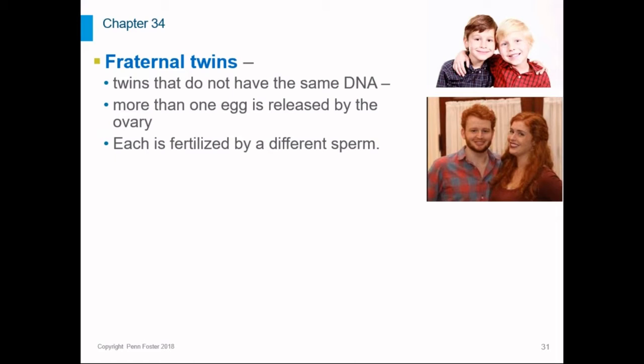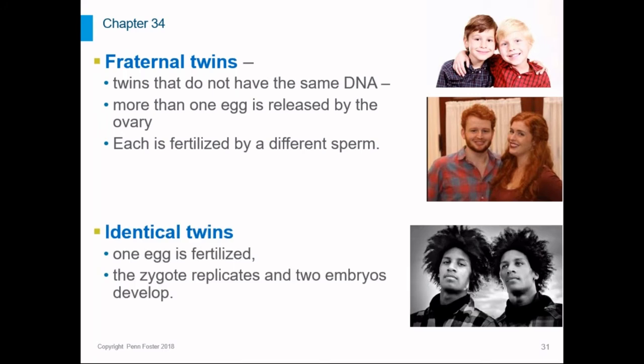So we have two examples of fraternal twins here. They can be of the same sex or even different sexes, because it doesn't really matter. You have two separate eggs and two separate sperm. Then there are identical twins. These are twins that share the exact same DNA. This happens if one egg is fertilized and then the zygote completely replicates, creating two zygotes, and two embryos develop.